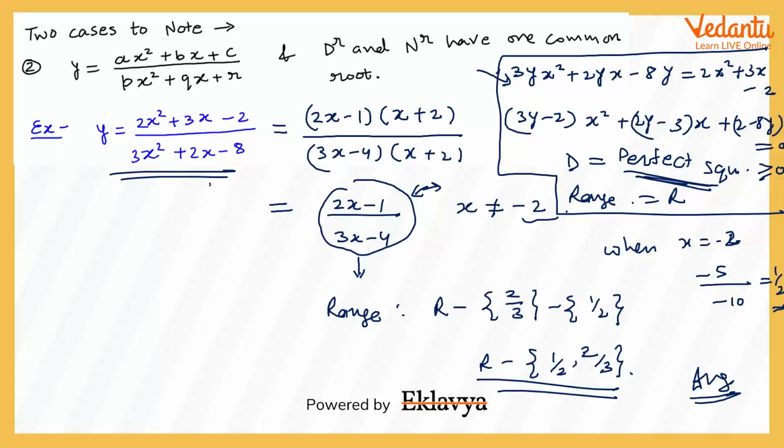But if you can find the common root, then this will be just linear upon linear. You don't have to do anything else. So this is something that you need to think about.